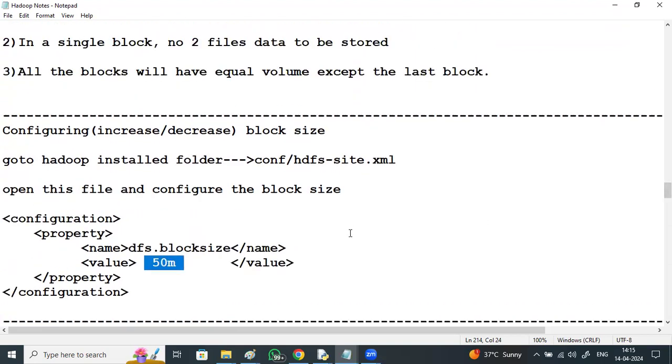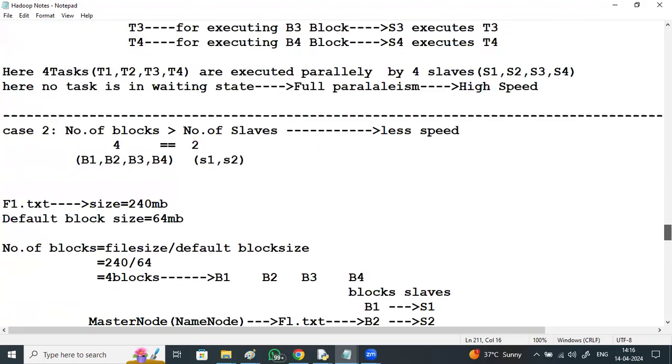Which is advantageous, having a bigger block size or a smaller block size? By default, it is 64 or 128. But we can also configure our own block size, right? So if I keep the block size bigger or smaller, which is advantageous? Smaller one. Okay, just observe here.